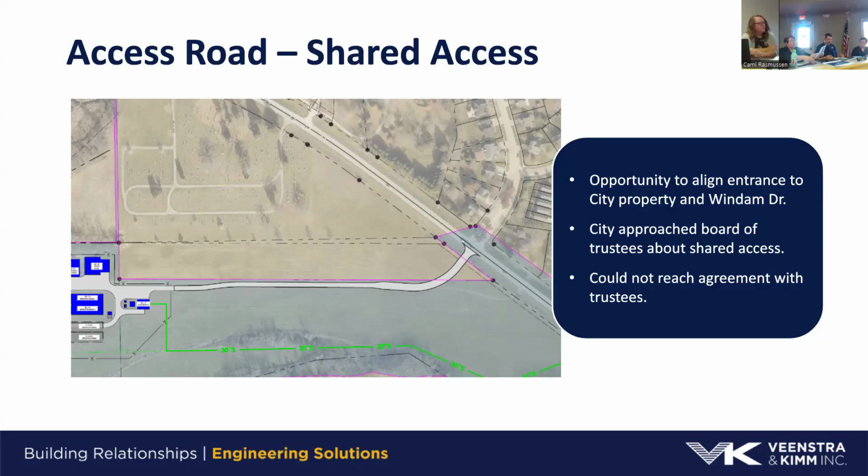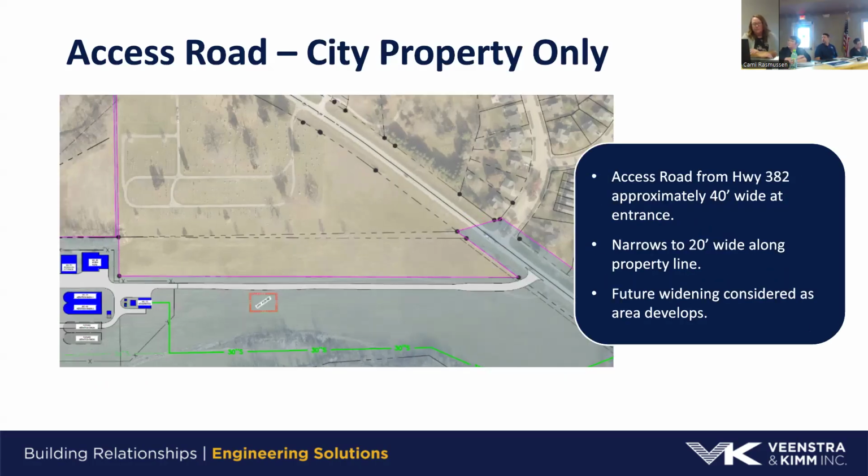So with the change to locating it back on the city property, if you go to the next slide there, you can see the driveways just aren't quite aligned, but to maintain access on our current property, that's what has to occur. The access road at the entrance is about 40 feet wide. It is a bit of a challenge to make that turn, especially with potentially semis or some kind of equipment into that. So it is a little bit wider.